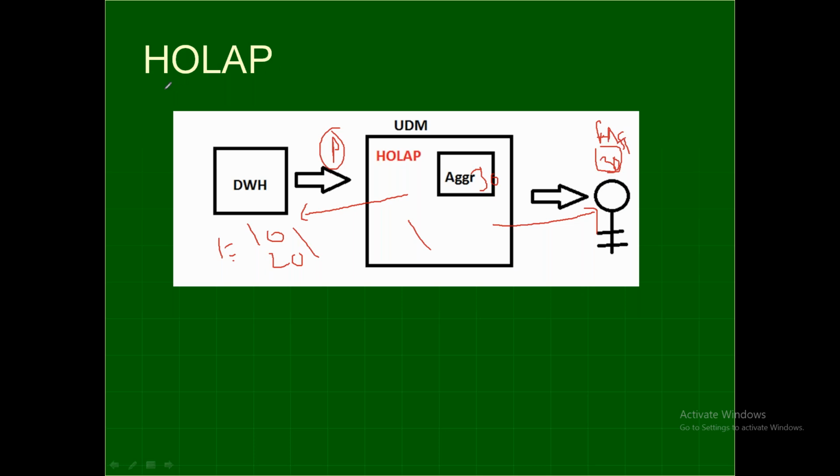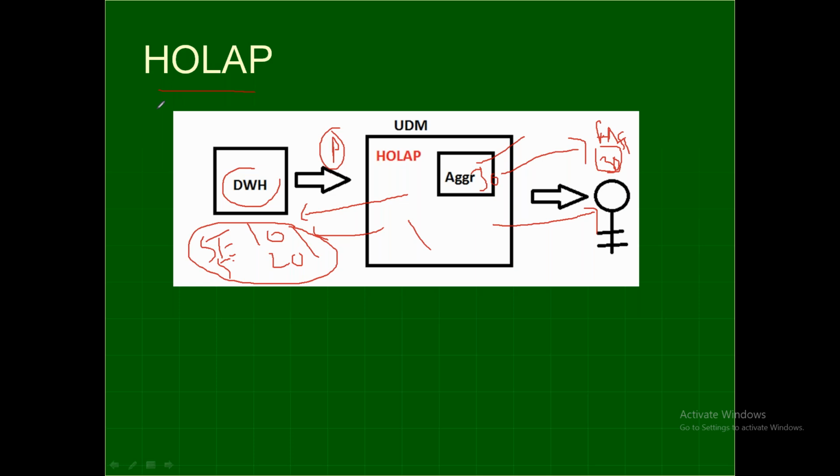Clear? Because what does HOLAP mean? Hybrid means for some data the reports are ready, and for some data it is ready in the data warehouse, I'll go back and do the processing, and then I will be able to show. The advantage is that you may have new data coming in here, and you also have new data coming in here. Since I don't have many aggregations, I can get the new data and prepare a lot of aggregations, and I can show them the data as well. So that is what HOLAP means.